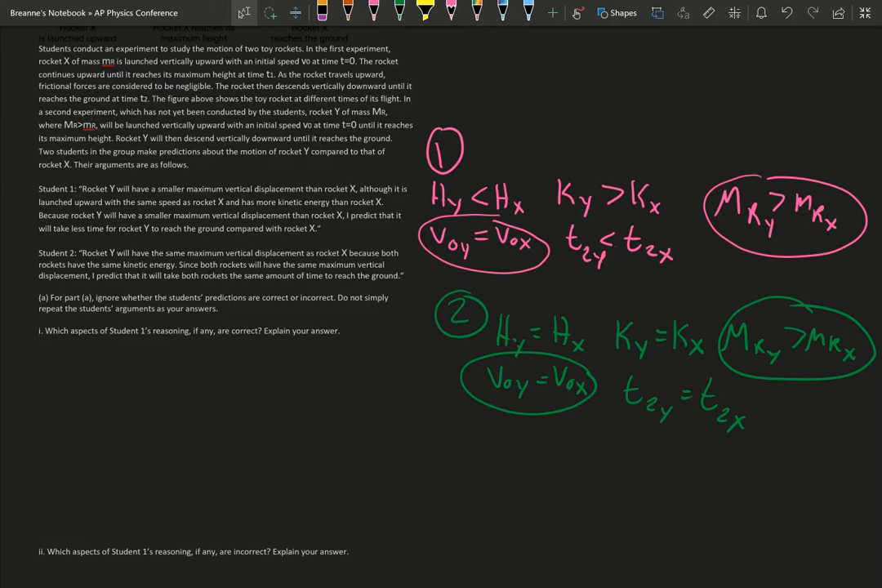So for part A, ignore whether the student's predictions are correct or incorrect. Do not simply repeat the student's arguments. So you're not repeating the arguments. So just answer the question straight out. So which aspects of student 1's reasoning, if any, are correct? So which are correct?